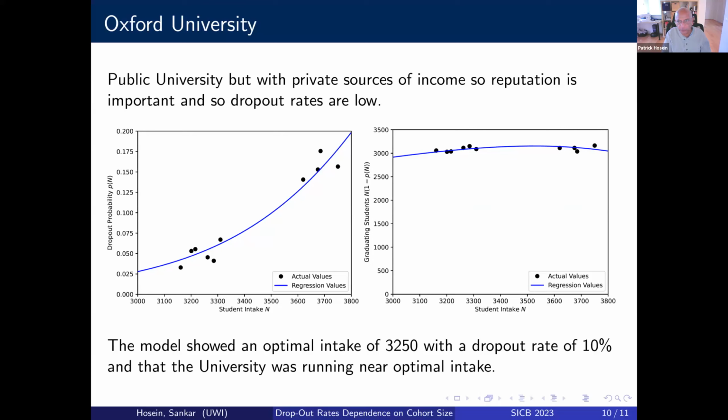And then on the right, we see the same sort of relationship between graduated students and student intake. Here, they are relatively within a narrow range of intakes, because within that range, the graduating rate is about the same.